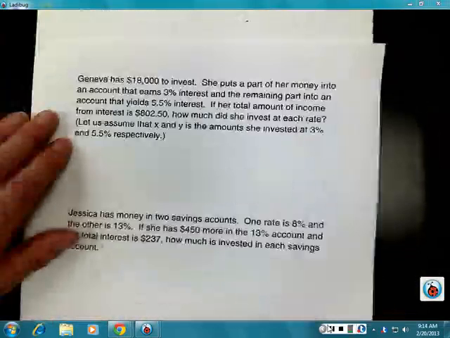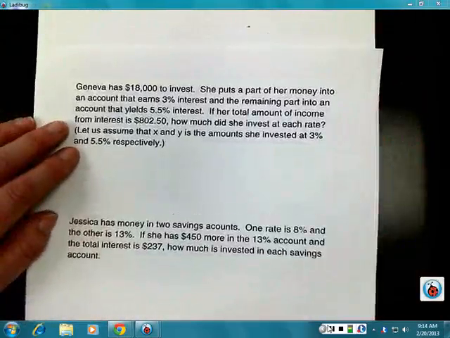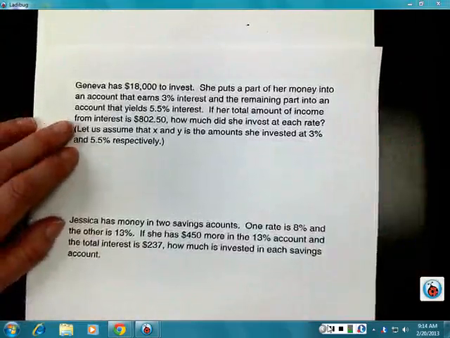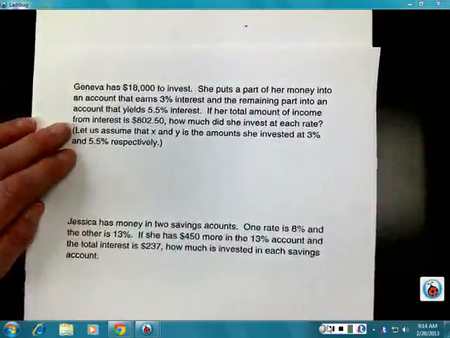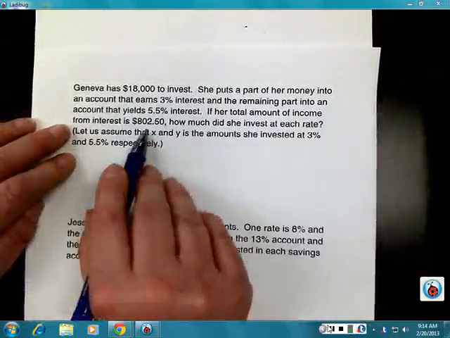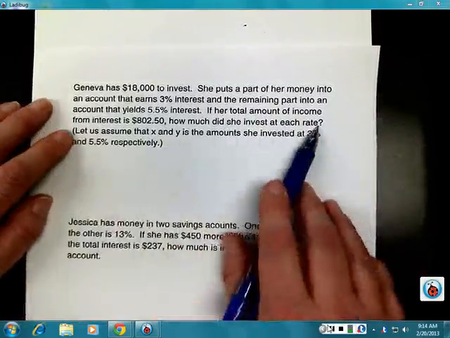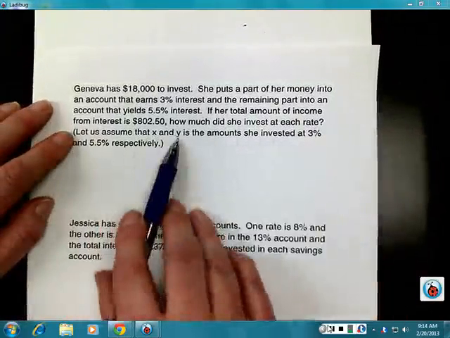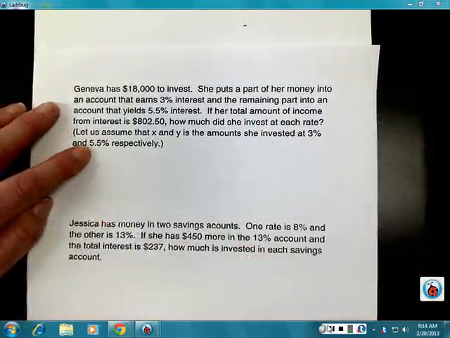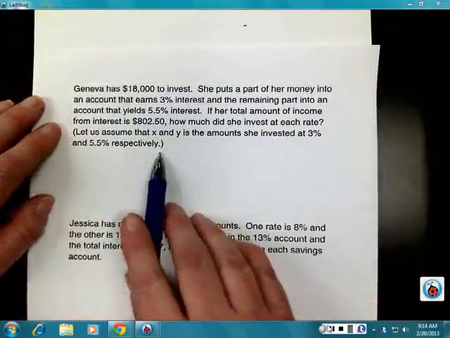Another interest. Genevieve has $18,000 to invest. She puts part of her money into an account that earns 3% interest and the remaining part into an account that yields 5.5% interest. If her total amount of income from the interest is $802.50, how much did she invest at each rate? And let's assume that X and Y are the amount she invested at 3% and 5.5% respectively. Like the last one. Any difference with this one?